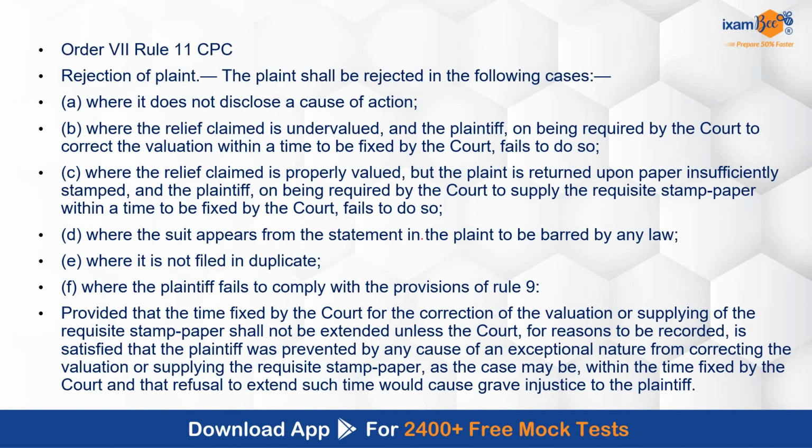As per Order 7 Rule 11, the plaint shall be rejected in the following cases: where it does not disclose a cause of action, where the relief claimed is undervalued, where the relief claimed is properly valued but the plaint is returned upon paper insufficiently stamped and the plaintiff, on being required by the court to supply the requisite stamp paper within a time to be fixed by the court, fails to do so, or where the suit appears from the statement in the plaint to be barred by any law, where it is not filed in duplicate, where the plaintiff fails to comply with the provisions of Rule 9.